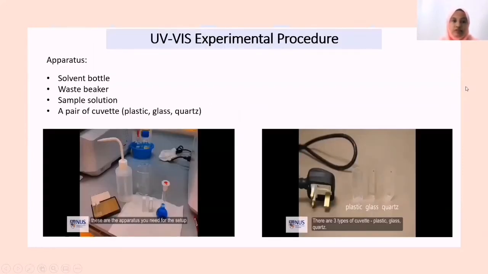Next is the UV-vis experimental procedure. The apparatus is a solvent bottle, a waste beaker, the sample solution that we are going to experiment on, as well as a pair of cuvettes. The cuvette can either be made of plastic, glass, or quartz.